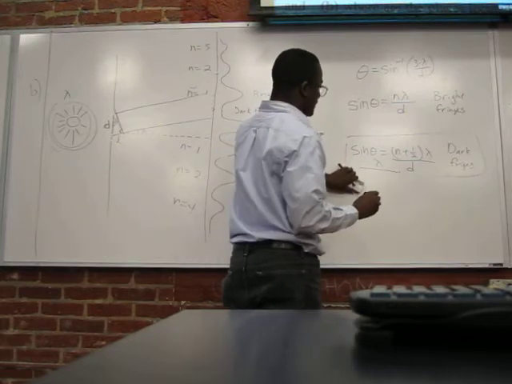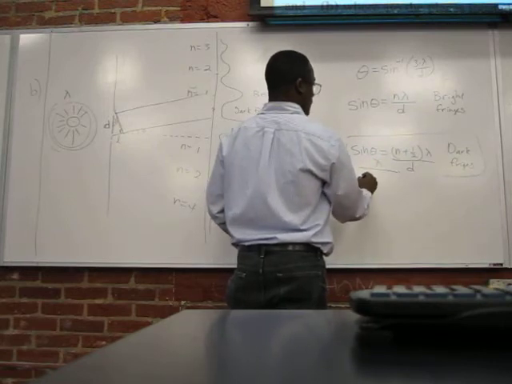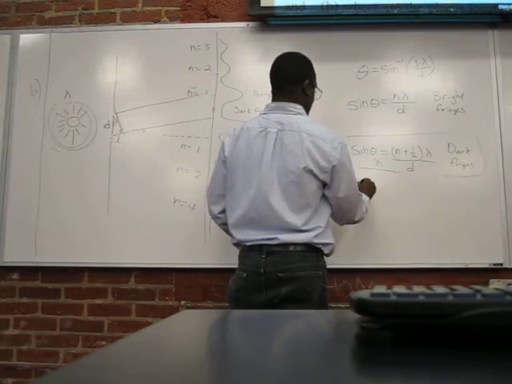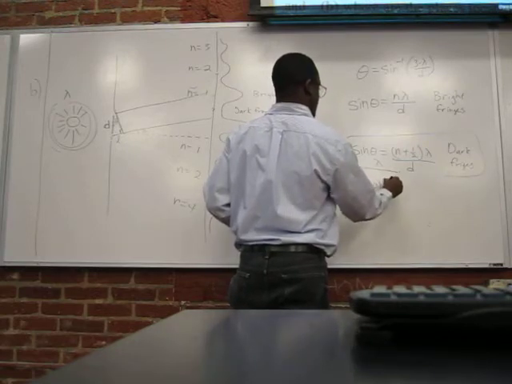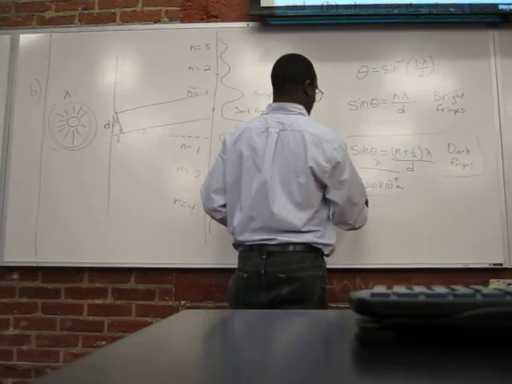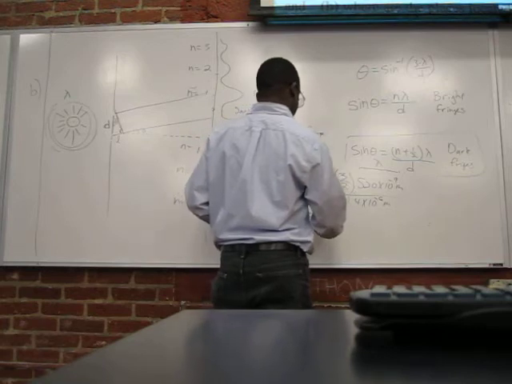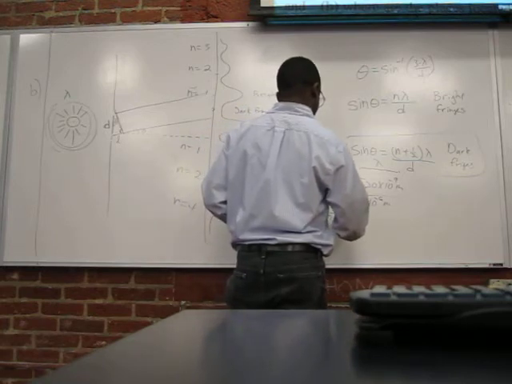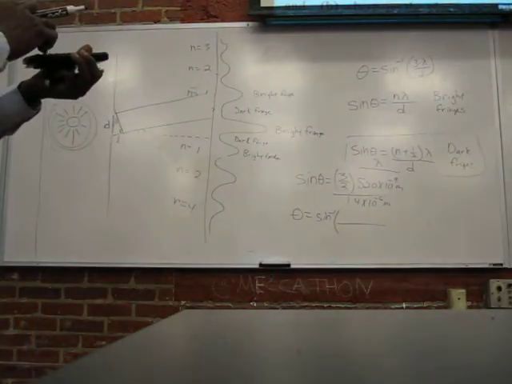You know why I said 3/2? Because 1 plus 1/2 is 3/2. Okay. All right, times the lambda, which is 520 times 10 to the negative 9 meters, divided by 1.4 times 10 to the negative 6 meters. Again, I take the inverse sine of both sides. What does that do?